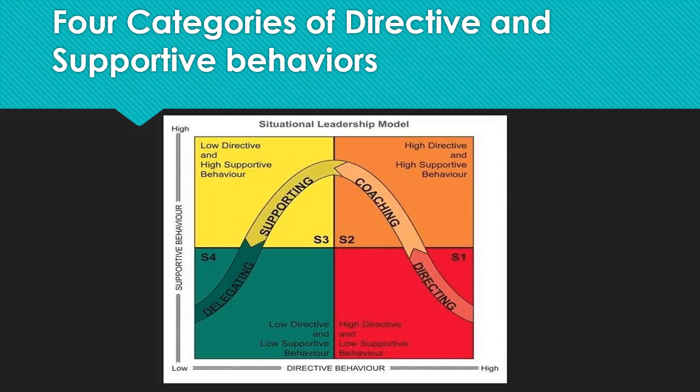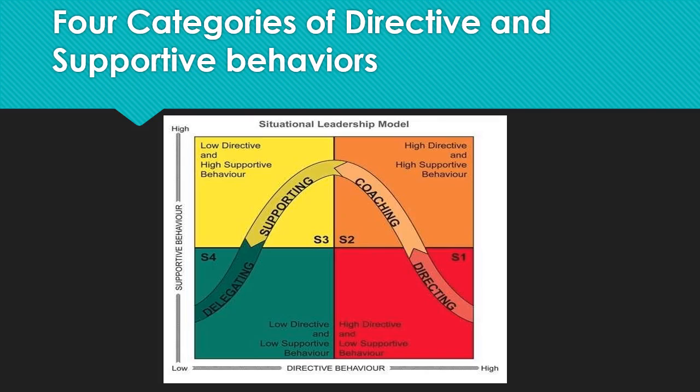Now, we will learn about four categories of directive and supportive behaviors. The diagram below shows four different leadership styles of the situational leadership model. S1, which is also called the directing approach, S2, which is called the coaching approach, S3, which is the supporting approach, and S4, which is called the delegating approach.